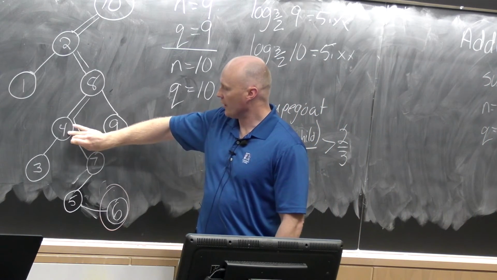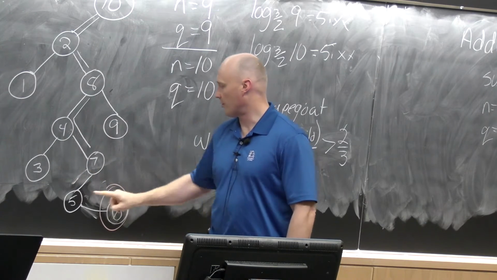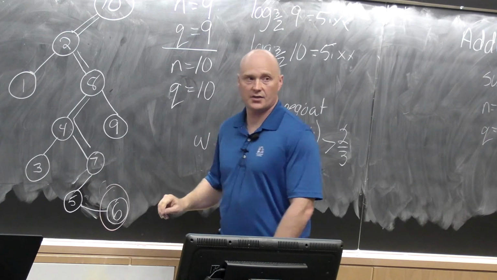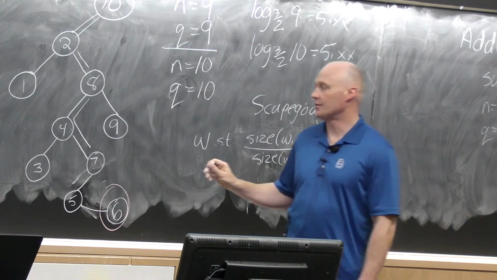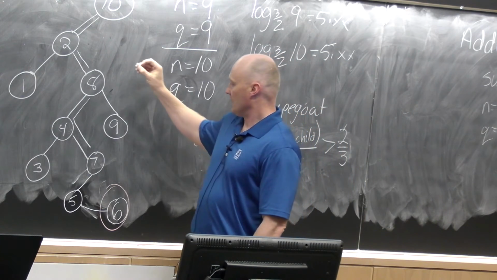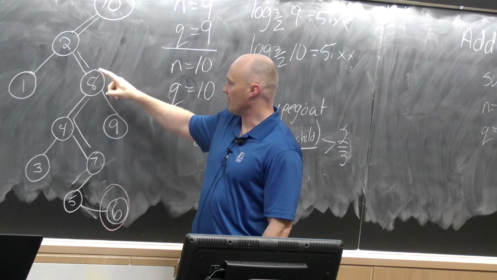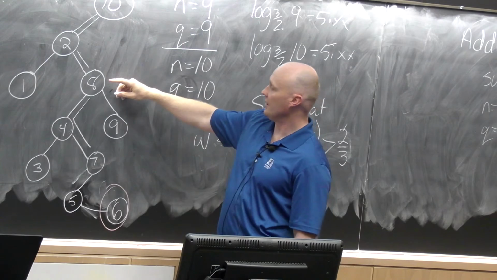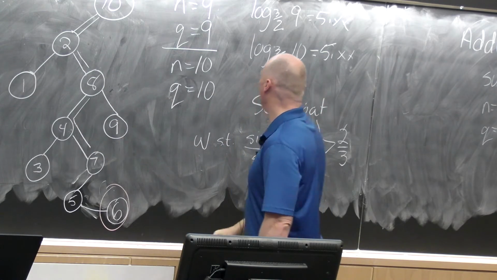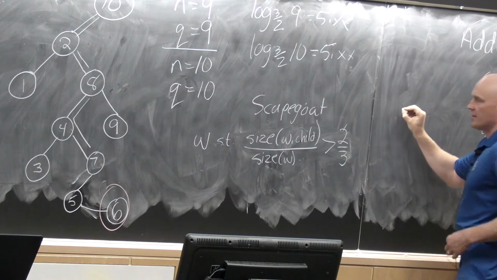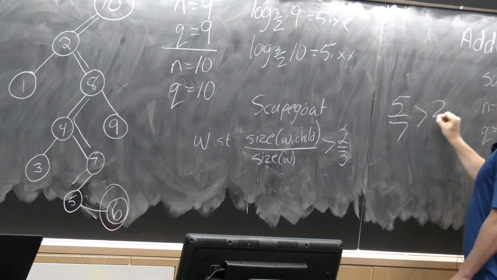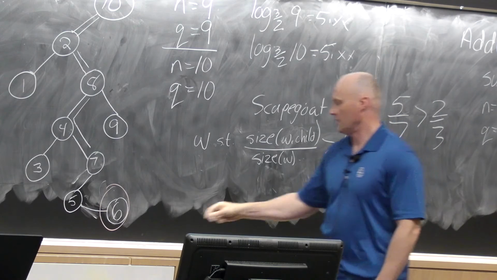We go up to 4. Now the size of 4 is 1, 2, 3, 4, 5. The size of 7 is 3, so that's 3/5. Still less than 2/3. So we go up to 4 and look at 8. The size of 8 is 7, and the size of 4 is 5, which is 5/7, which I'm pretty sure is greater than 2/3. So that makes 8 our scapegoat.